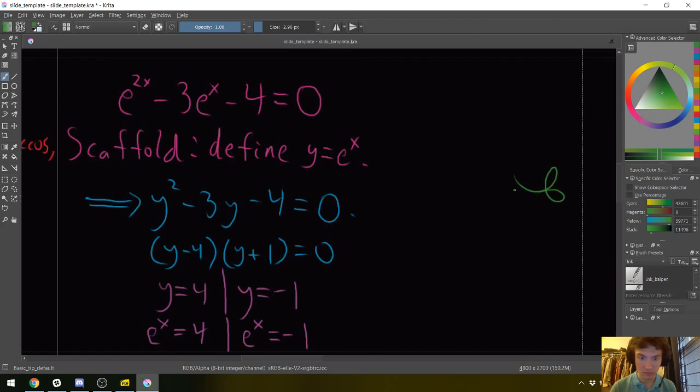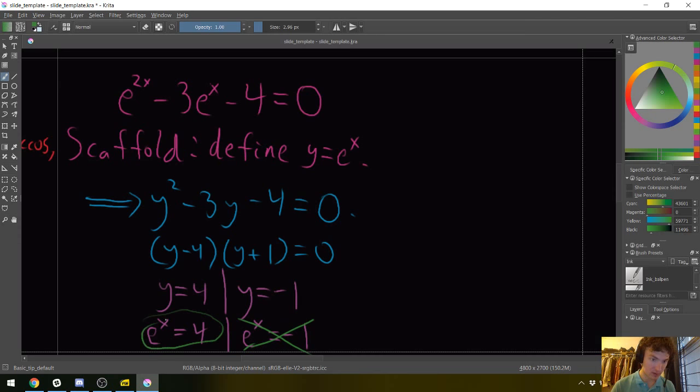I don't believe that e to the x can equal -1. Good, yes, this cannot exist. We've defined exponential functions. One of the properties is they only output positive values. So that one is indeed spurious.